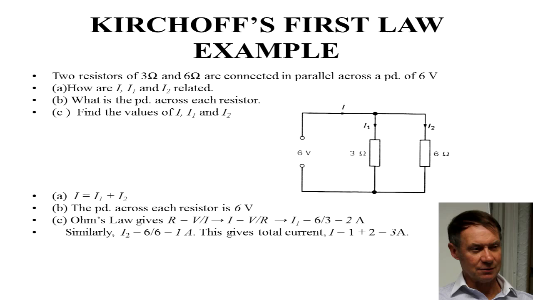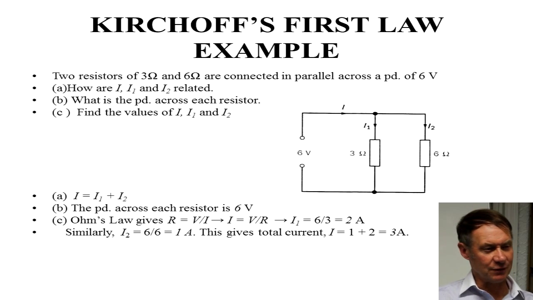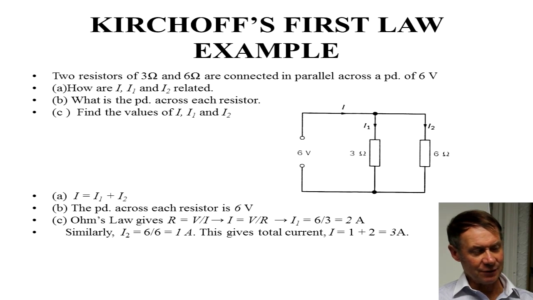So here's an example in the next slide of Kirchhoff's first law. We have two resistors of 3 ohms and 6 ohms connected in parallel across a 6-volt battery. So the first question is, how are I1 and I2 related? Second question is, what is the PD across each resistor? And the third question is, find the values of I1, I2 and I.